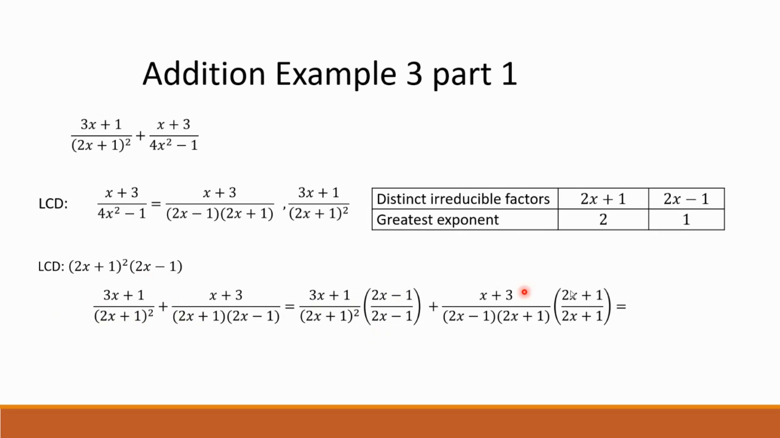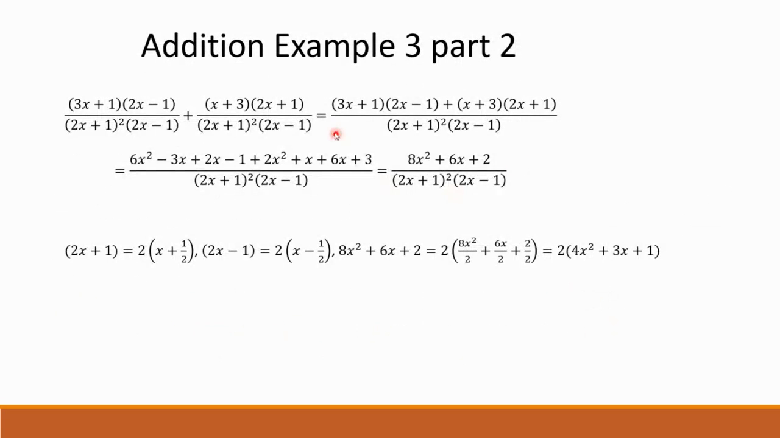Same thing over here. It looks like we have the LCD, but actually we don't. We're missing a 2x plus 1 because we need 2x plus 1 squared. No big deal. We just multiply the bottom by it, but we also multiply the top by it, as you can see. So now the denominators both equal the LCD, and we have these new numerators. That's cool.